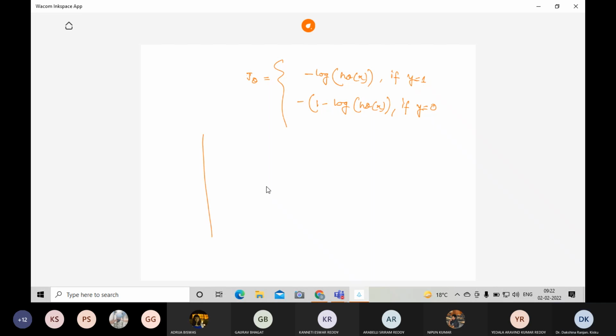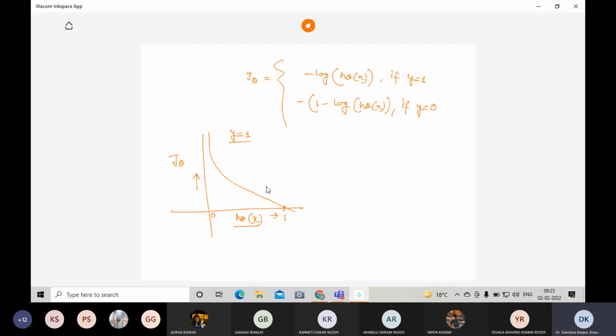Now suppose y is found to be 1. If the label is positive, then how will this function behave? Suppose this is our 0 origin and this is 1, and we get the error function plotted like this. So this is our j theta, and this is our h theta x. Along the x-axis we represent the approximated value, h theta x, and along the y-axis we represent the error, j theta.